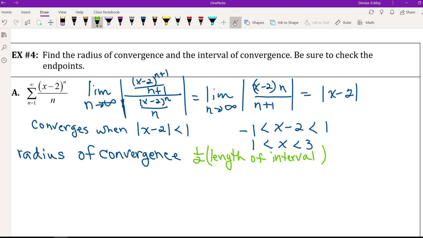So we have a length of from 1 to 3 is 2. And we're going to divide that in half. So we get a radius of convergence of 1. Okay, so now let's find the interval of convergence. We have it kind of. We know it's between 1 and 3, but we have to check the endpoints.